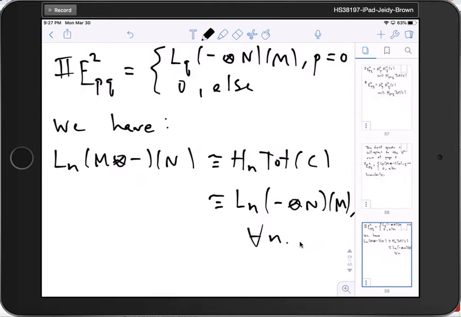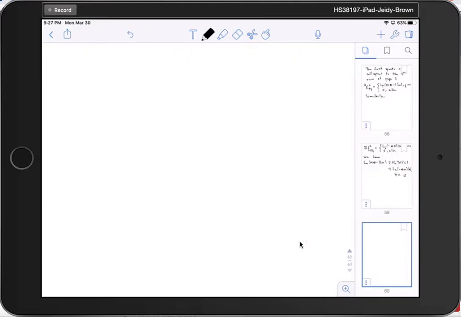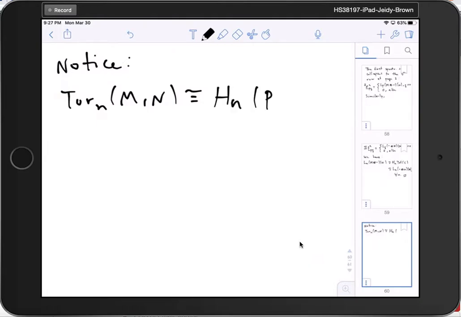And that's the proof. That's what we were trying to prove. I'll point out that it follows from the proof that Tor_n(M, N), computed either way you like, either with the derived functor tensoring on the left or tensoring on the right, is isomorphic to H_n of P tensor Q. So that's yet another way to compute Tor.